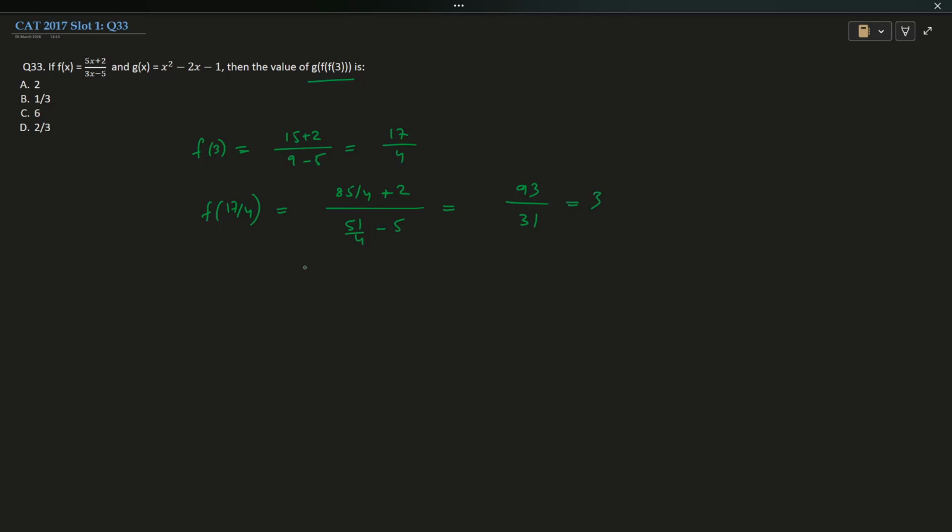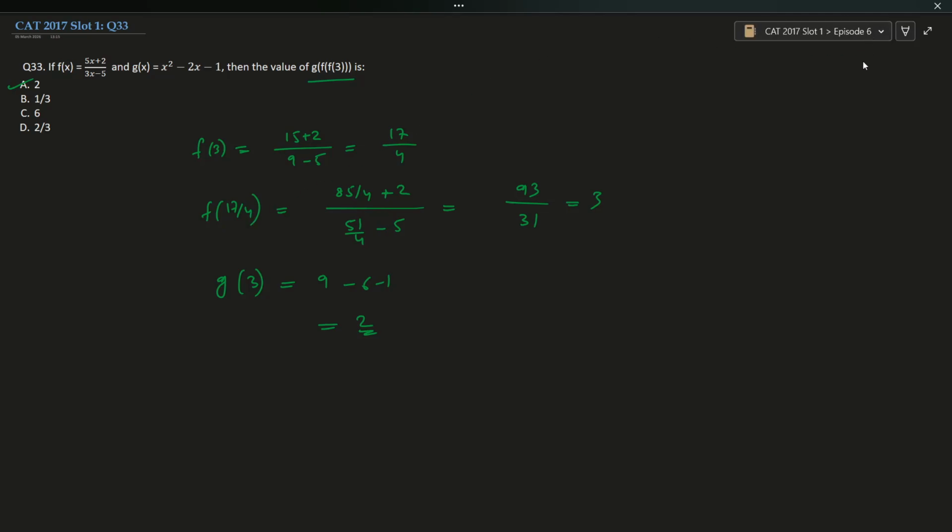This is 3. So g of 3 will be how much? 3 square is 9, 6 minus 1, 7, 2. Very simple, guys. This is a very simple question. I think I don't need to explain anything in this question, right? Correct answer will be option A.